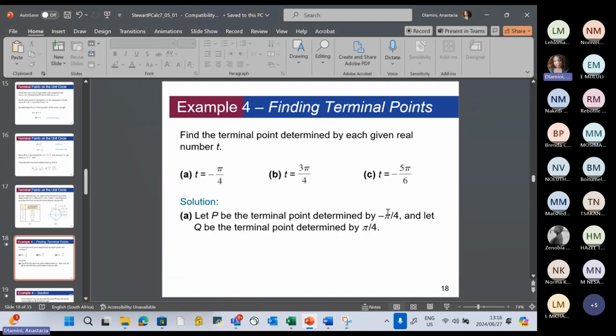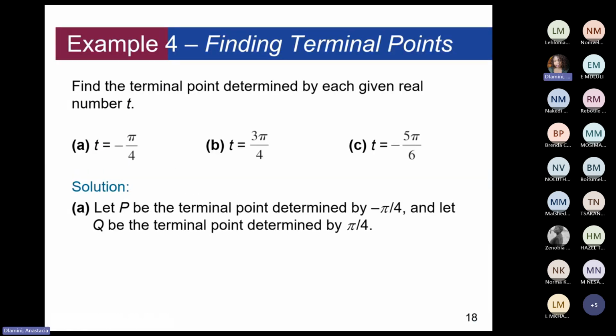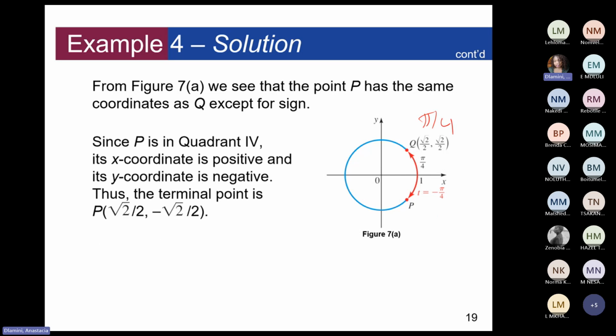So we go back to our slides. We need to move fast, really fast. I didn't know how long this was. So did we get there? They say let P be the terminal point determined by negative pi and let Q be the terminal point determined by pi over 2. So we were calling it P. Let's call the other one Q. So Q is the one that is pi over 4, isn't it? And then they use that one and say, okay, negative pi. So then our P was the one that we got. Do you see that it's the same one, root 2 over 2 and negative root 2 over 2?